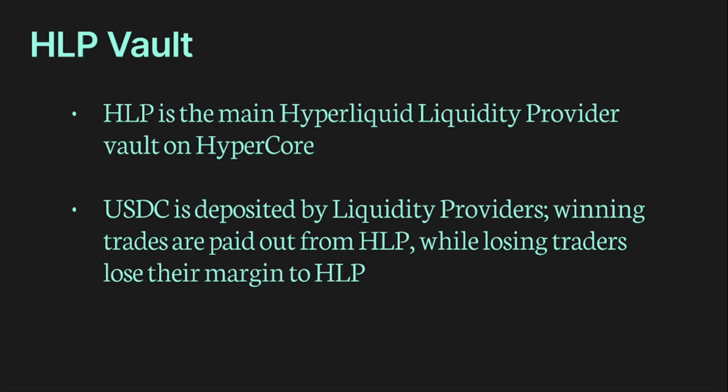The HLP vault is the main Hyperliquid liquidity provider vault on HyperCore. USDC is deposited by liquidity providers. Winning trades are paid out from the HLP, and losing traders lose their margin to the HLP. As we know, on average, over a certain duration, traders generally lose, so that's why people deposit into the vault, because over time traders lose and that goes to the liquidity providers.